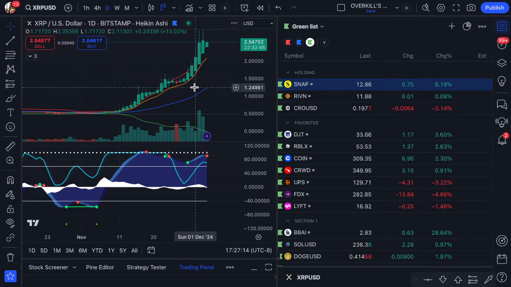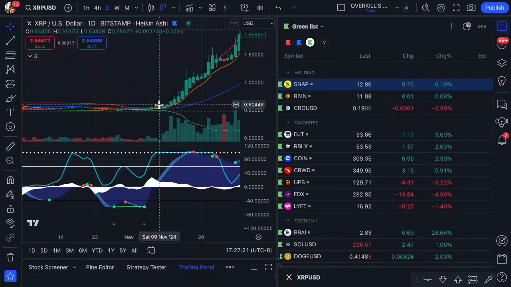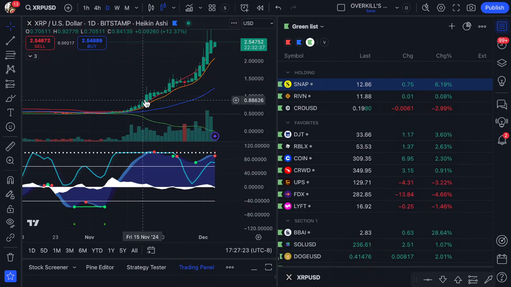So where I want to buy XRP is into the 30 EMA. Again, we called the signal out over here at 50 cents. So yes, I sold a little bit early. I got out a little bit early, but my strategy is more around consistency, not around trying to hit a home run on every trade.